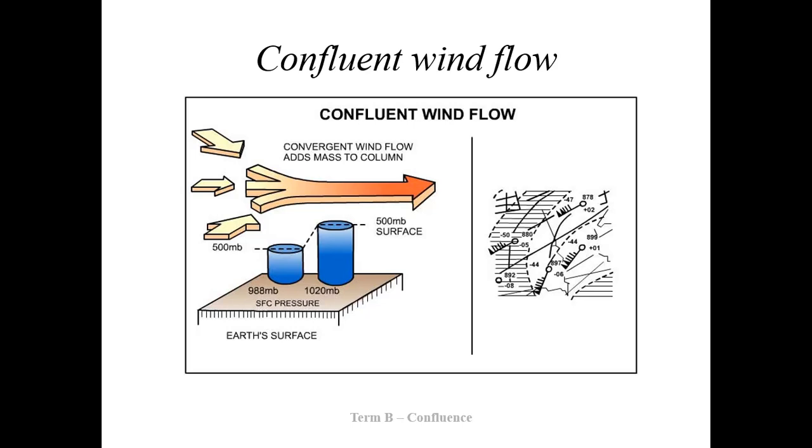When you have confluence, you're adding mass to the column. Once you add mass in the upper levels of the atmosphere, the air sinks, the 500 millibar pressure surface rises, and also your surface pressure is going to rise because you have sinking air motion, which is going to increase that pressure at the surface.